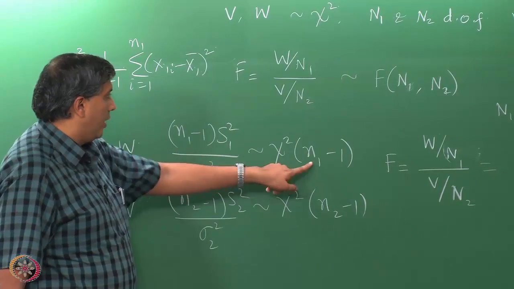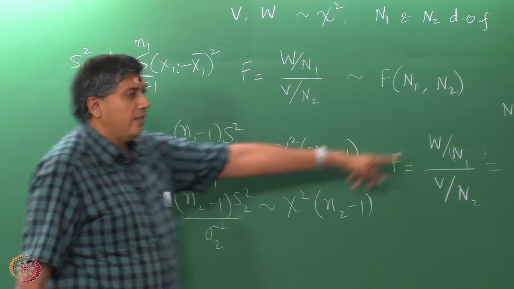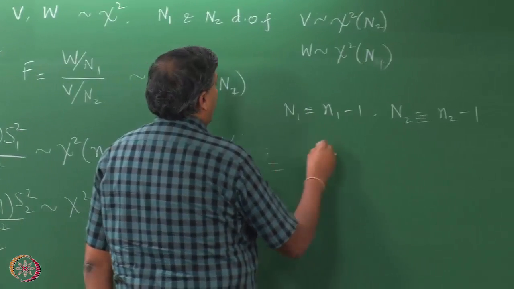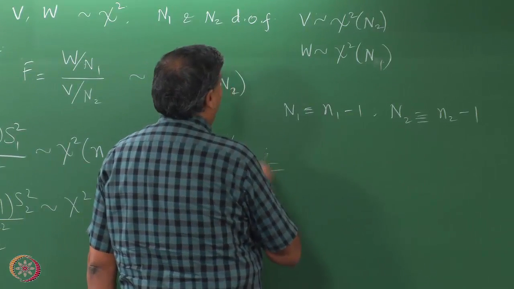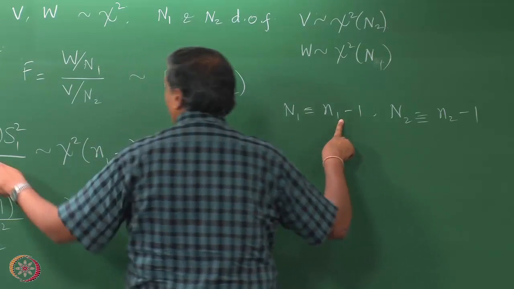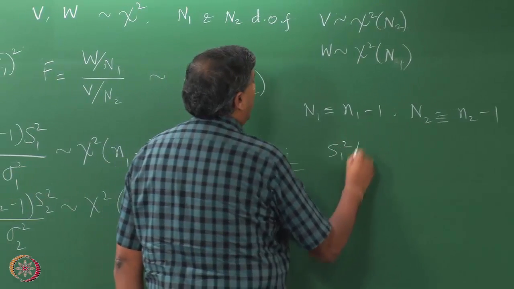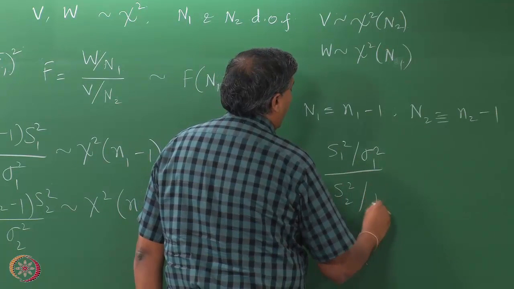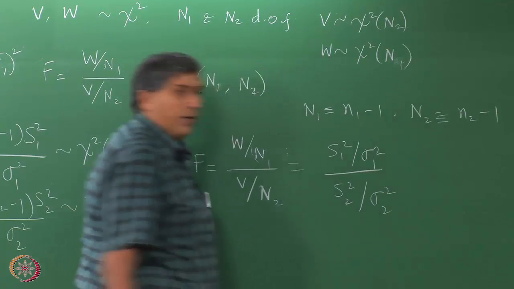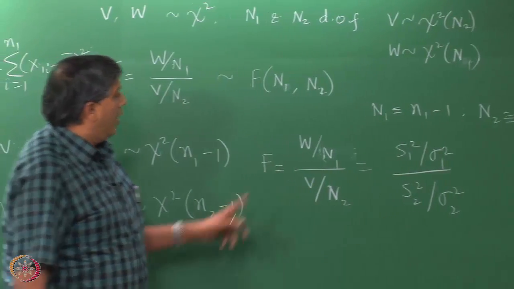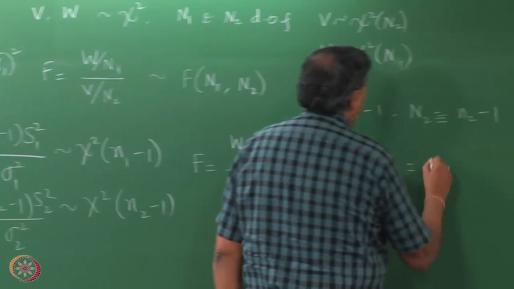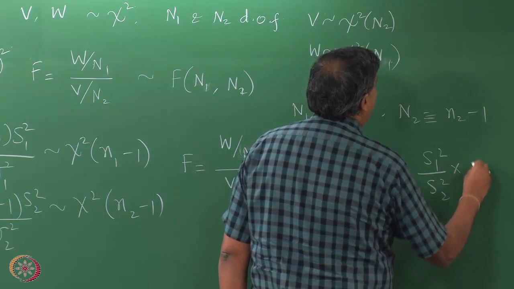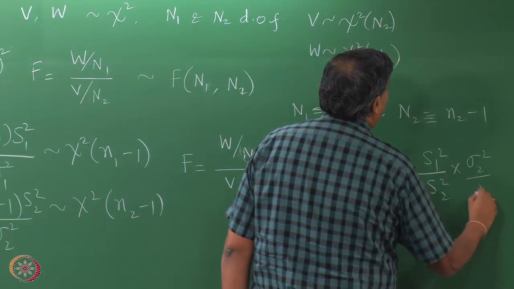Sorry for the confusion, but these are lower case n's and these are upper case N's. That is all you have to keep in mind. So, W over n1 would be W over n1 minus 1, and that would be S1 square over sigma 1 square. Likewise, you would have S2 square over sigma 2 square. Therefore, the F is actually S1 square over S2 square times sigma 2 square over sigma 1 square.